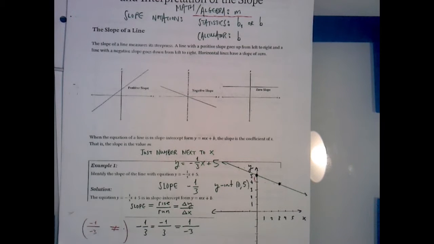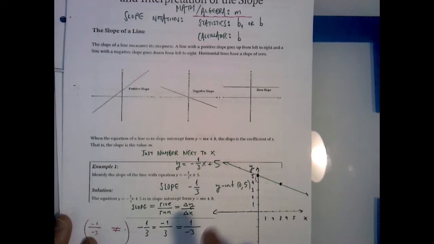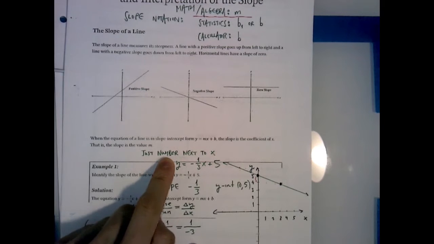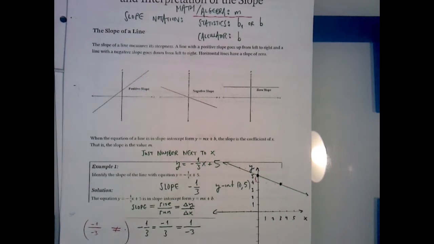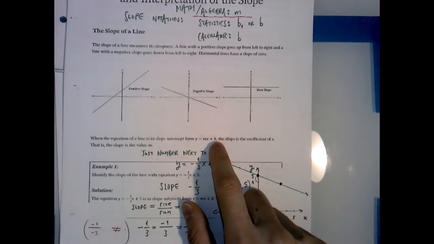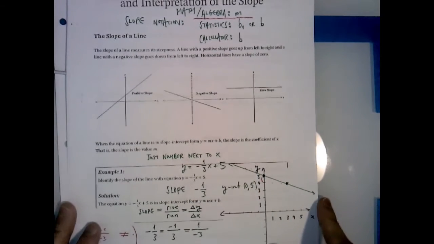Great. So a couple of things to keep in mind: remember slope. Slope is the thing next to x, and it's just the number next to x, not -1/3 x, just -1/3. And then the y-intercept is the thing not next to x, by itself. So that's the next part here.